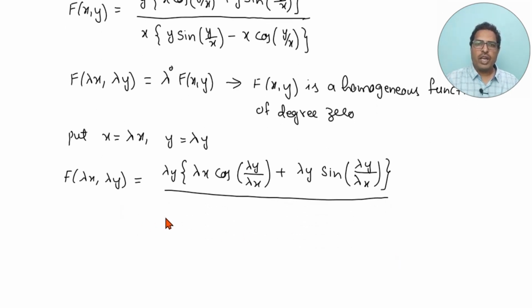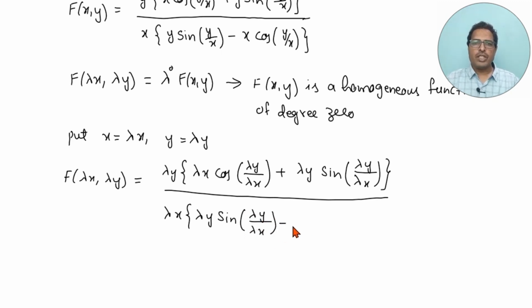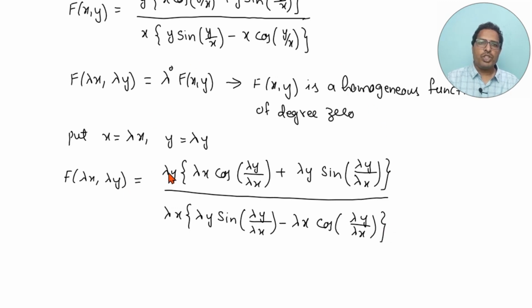You have x becoming lambda x, y becoming lambda y, into sine of lambda y divided by lambda x, minus lambda x cos of lambda y divided by lambda x. We see that all these lambda values will cancel out.